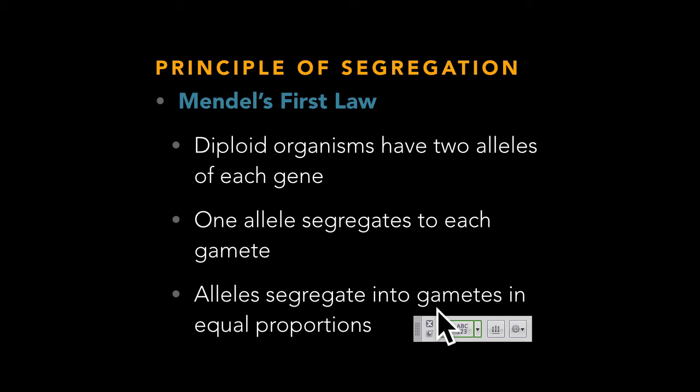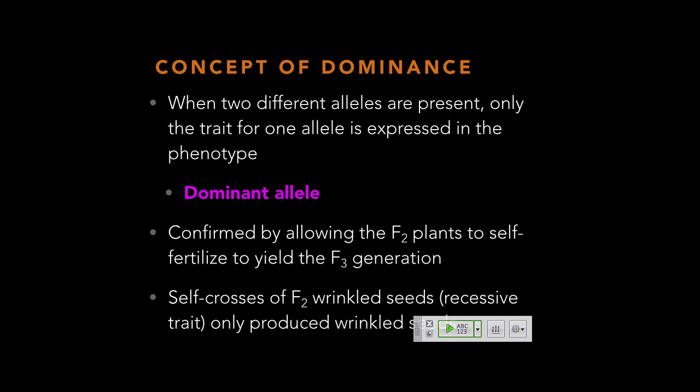One of the things about biological research, at least in my experience, is biological systems don't do things in necessarily the logical way that we think they might do them. And so you have to keep your mind open to different possibilities. But this is clearly what happens. And so the gametes segregate in equal proportions. Okay? When the two different alleles are present, he only saw one trait. So that's the one we're going to call the dominant allele. And he confirmed that by allowing that F2 generation to self-cross. And then you see in the F3 that the recessive phenotype comes back again.